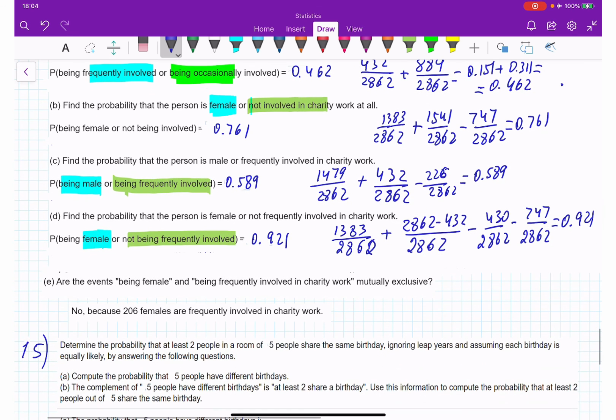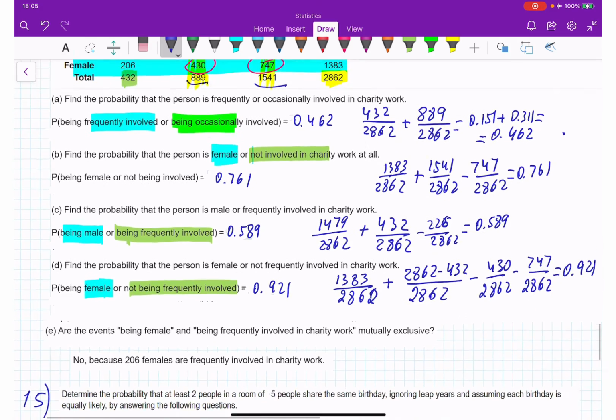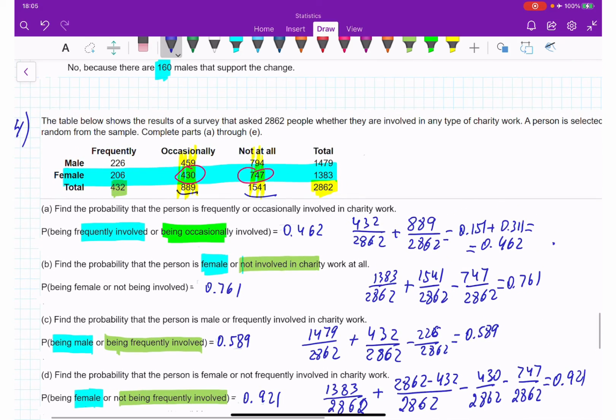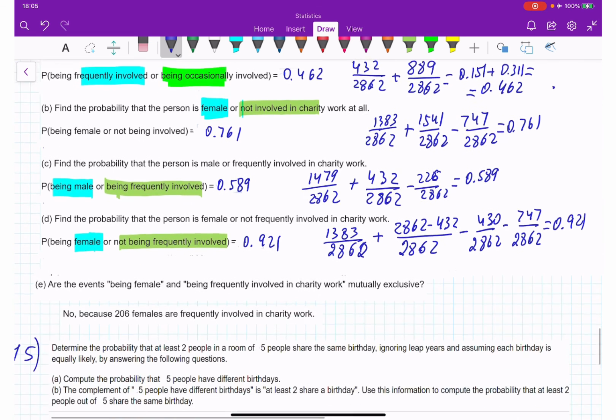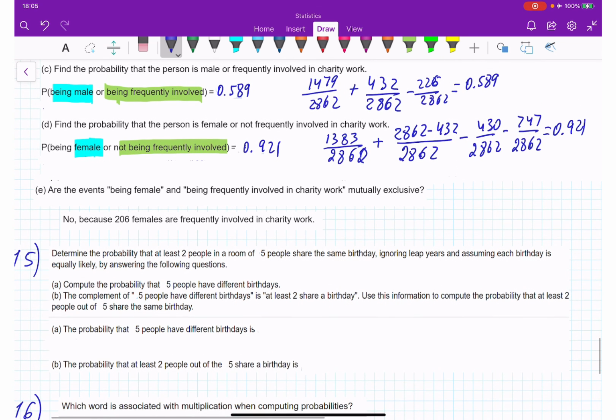And lastly, are these events, being female and being frequently involved in charity work, mutually exclusive? No, they are not. Why? Because frequently is here and female is here. 206 are frequently involved and female is here.